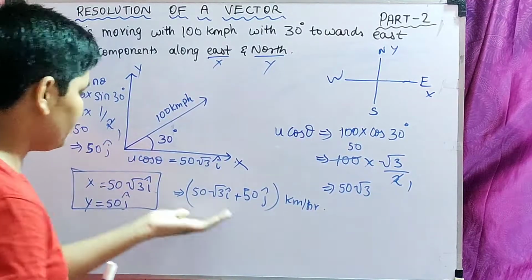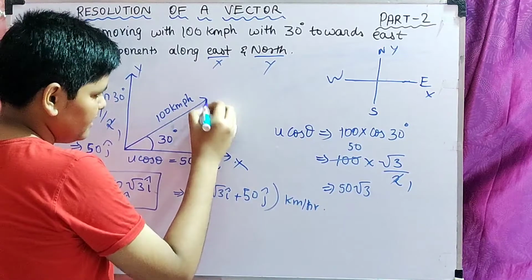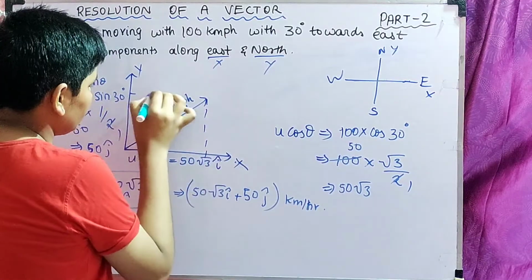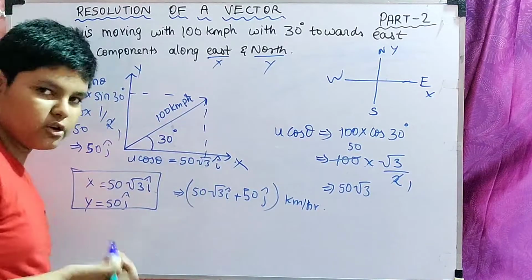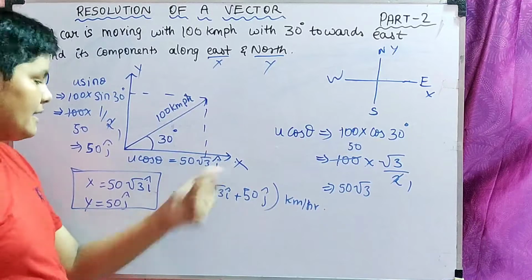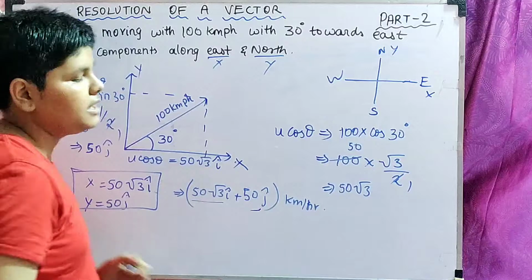So you can take that 50 root 3 is the component of the vector. See, how do you find the component? You draw a perpendicular around it. This over here is the component along the y-axis, and this over here is the component along the x-axis. So along the x-axis the component is 50 root 3 and along the y-axis the component is 50.